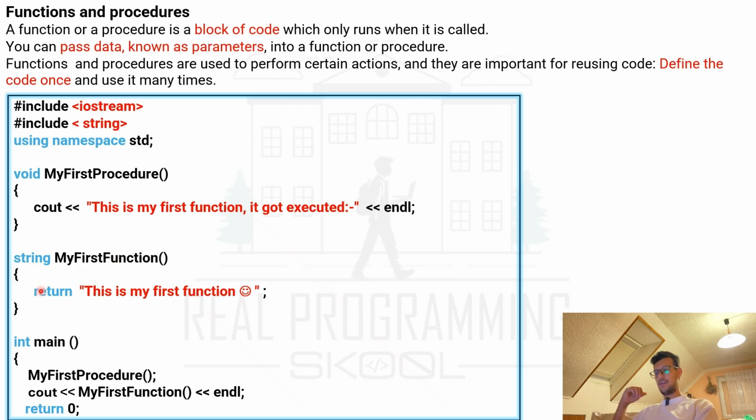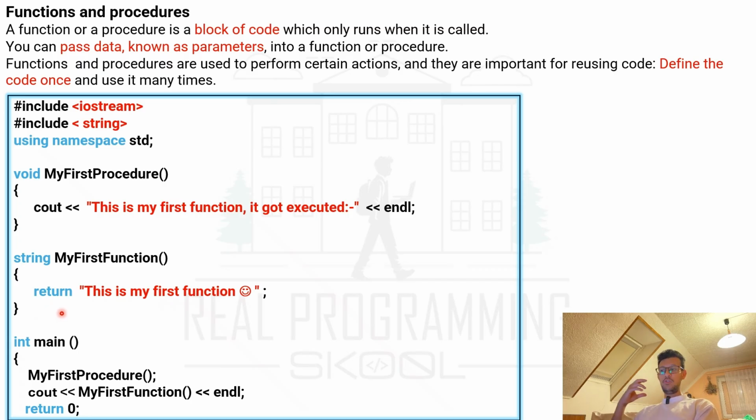Two brackets and a curly bracket after that. And between these two curly brackets, you write your block of code that you will use many times in your program. But in a function, when you use a data type before the name of the function, string, integer, float, you have to write return. The function returns one value.